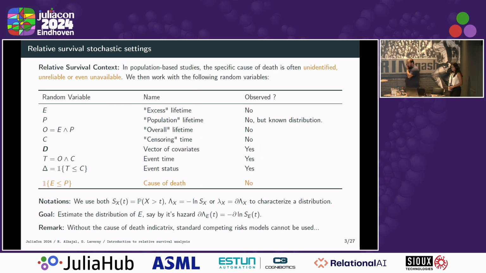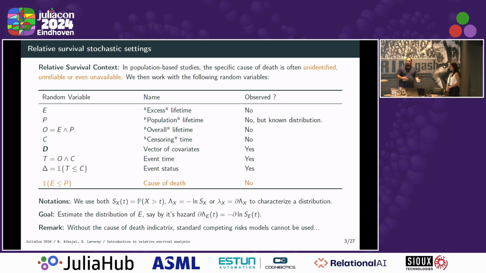Here we have a context that is a bit different than the standard one, which is what is called a relative survival context. And so it will be clearer if I describe the random variables that we are dealing with. There is E, the excess lifetime. It's supposed to be the lifetime of the person with respect to the disease that we are studying, in particular some cancer. There is P, which is a population lifetime. It's supposed to be the lifetime of the person with respect to other causes of mortality. And so the patient can die from one or from the other, that are supposed to be independent.